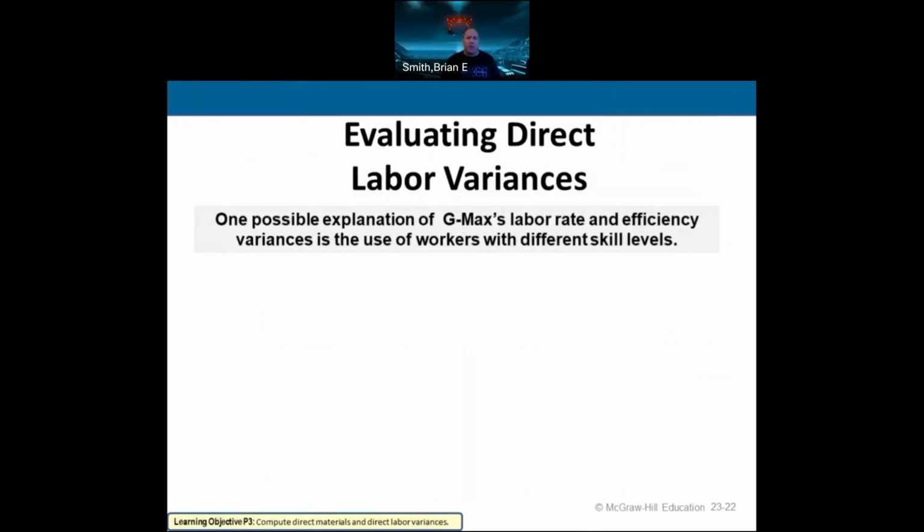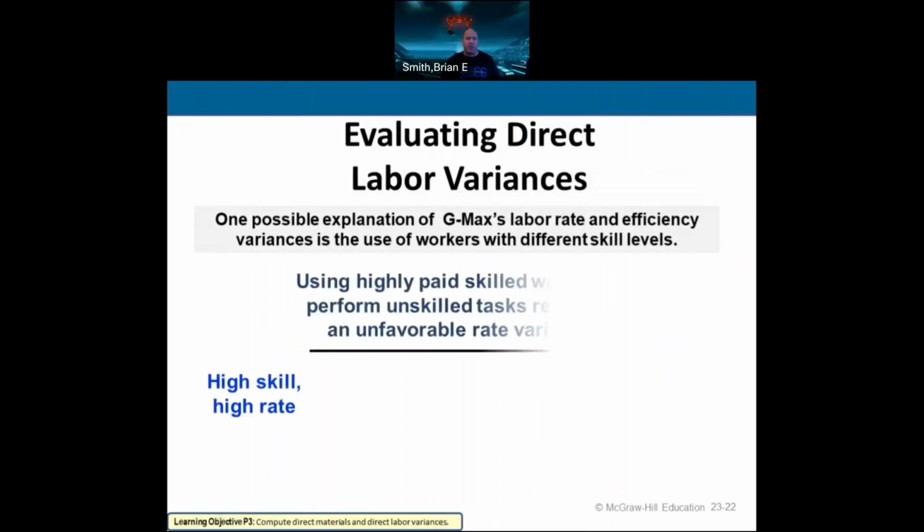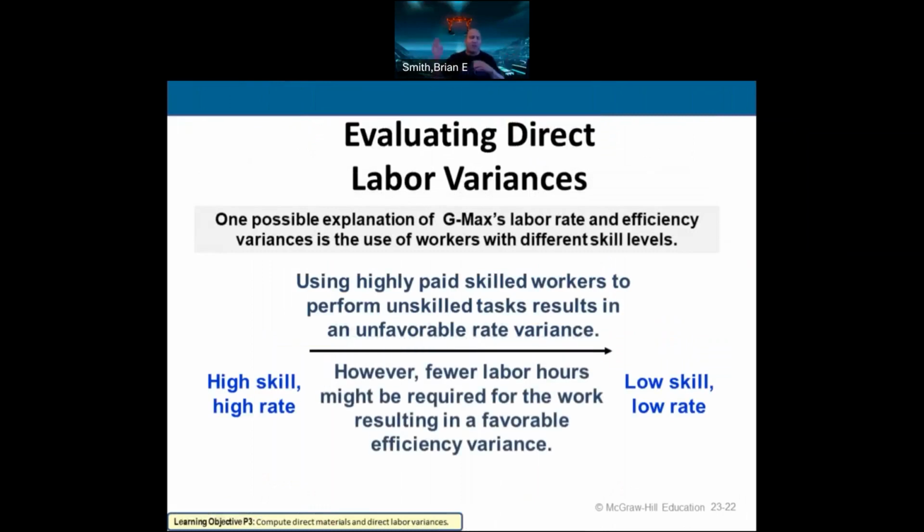All right, so evaluating the direct labor variances, this is kind of what I've talked about. Everybody has a different skill level. If you have lower skills, you're paying them a lower rate, but you're having more issues with the product. If you have high skill, you're going to have a higher rate, but maybe they're working harder and produce a lot more. It's a give and take, and you have to find out what works for your company.